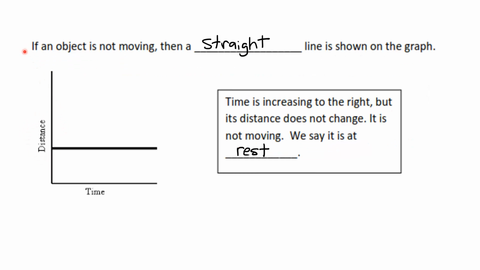If an object is not moving, then a straight horizontal line is shown on the graph. Time is increasing to the right. This is time here, but its distance does not change. It is not moving, so we say it is at rest. So in this example, the car, or whatever it is, is at rest.